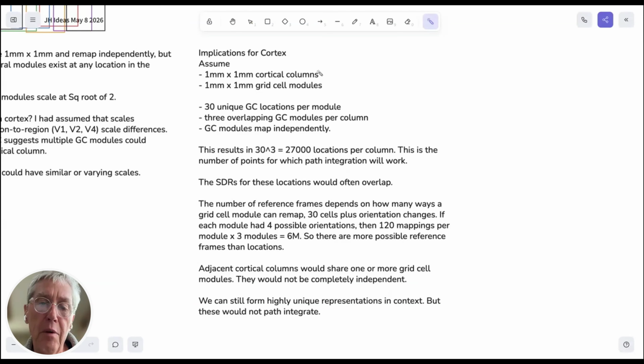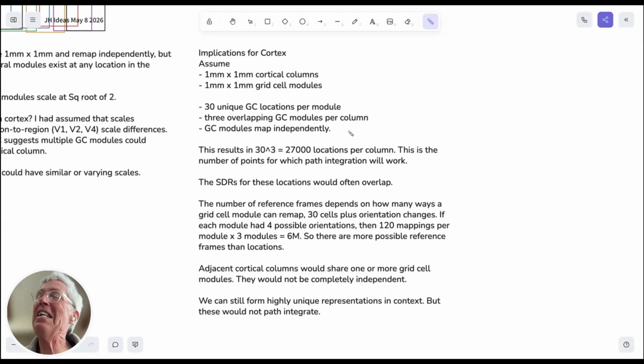That doesn't quite fit with my millimeter squared up there, but let's assume that was the case. And we assume that those grid cell modules map independently. So every cortical column, instead of just relying on one grid cell module, might have three different ones. They don't have to have different scales. We see the different scales in the entorhinal cortex, but that may not be necessary here. I'm just moving from one grid cell module to three.